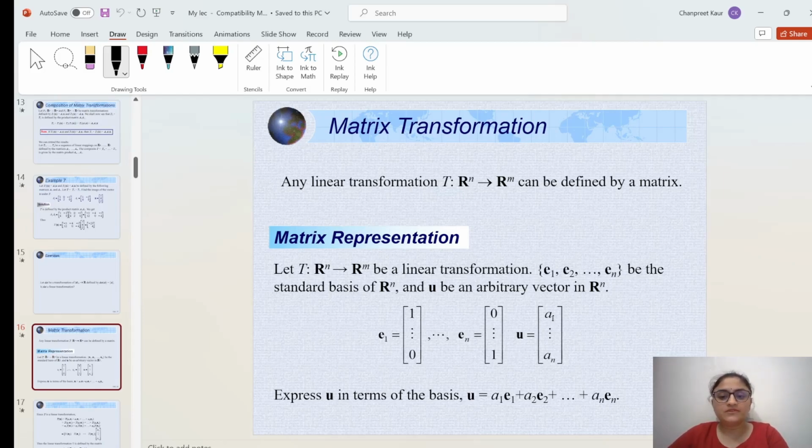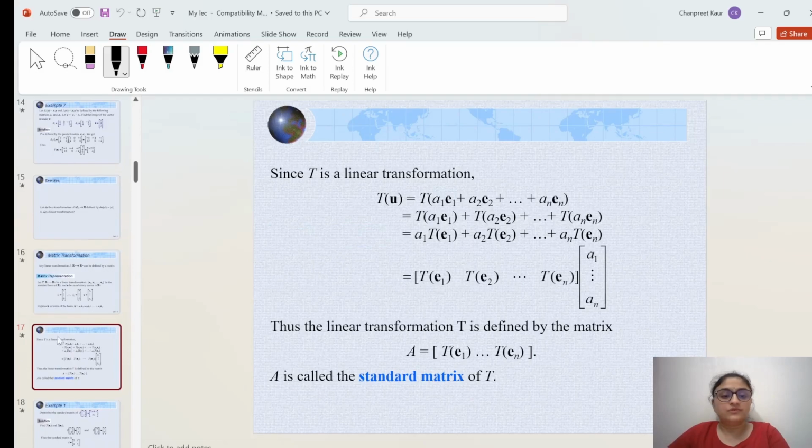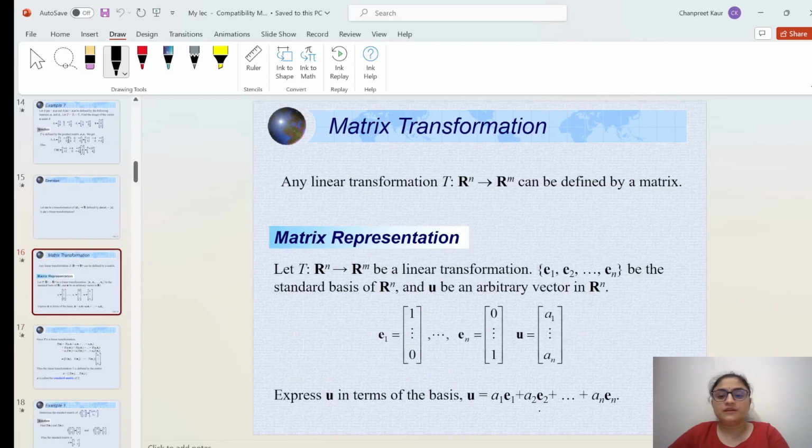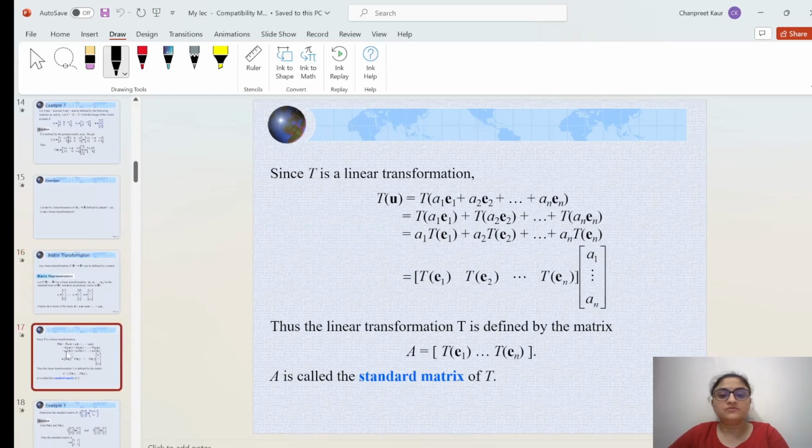Let u be a column vector (a1, a2, ..., an). So suppose u has this representation. We can always express u as a1 e1 plus a2 e2, and so on, an en. So how do we get the matrix out of it? We see the action of T on u. As we have represented u as a1 e1 plus a2 e2 and so on an en, u is replaced by this representation.